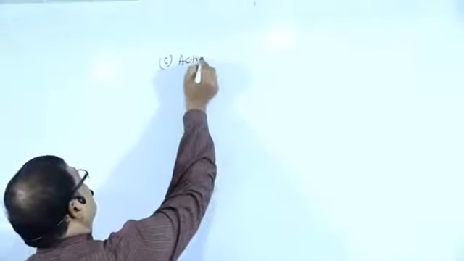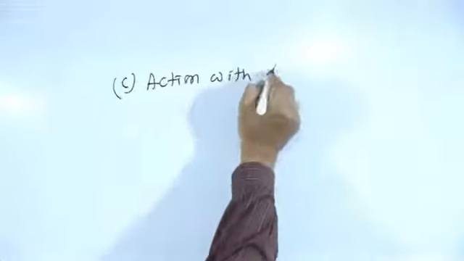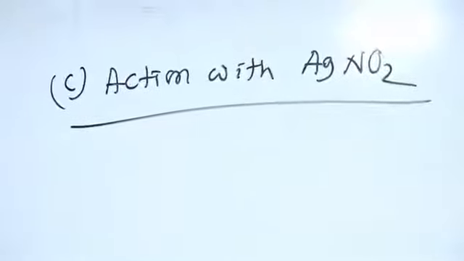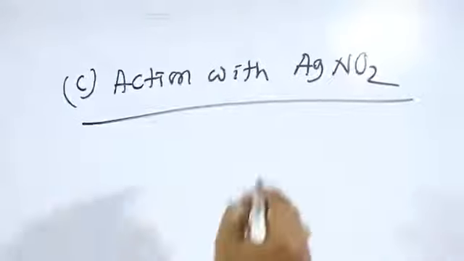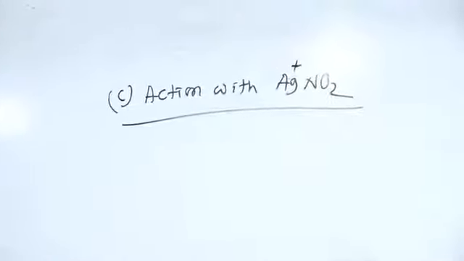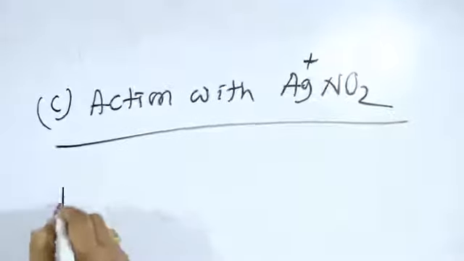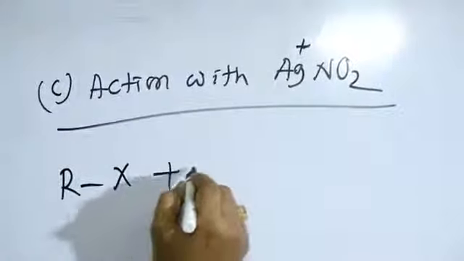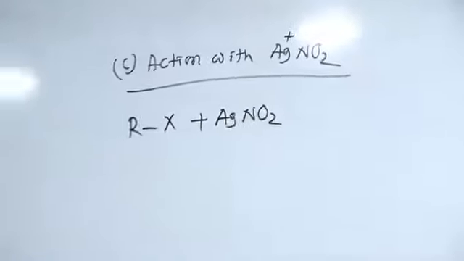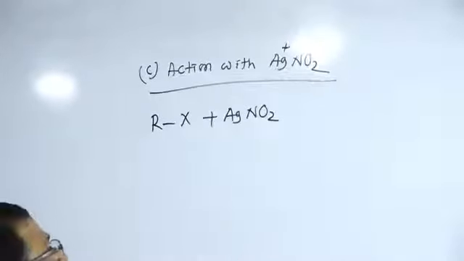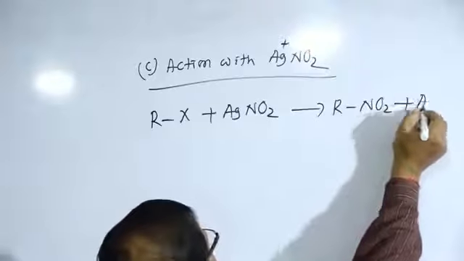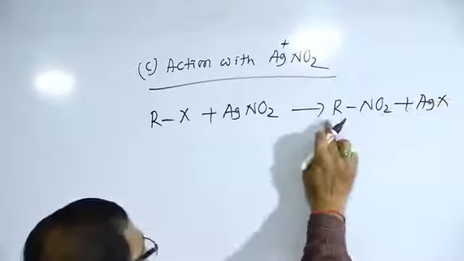Action with AgNO2, silver nitrite. Ag plus NO2 minus. In this case, NO2 minus will act as a nucleophile. So alkyl halide is treated with AgNO2, silver nitrite, and there is the formation of RNO2 plus AgX, that is nitroalkane.